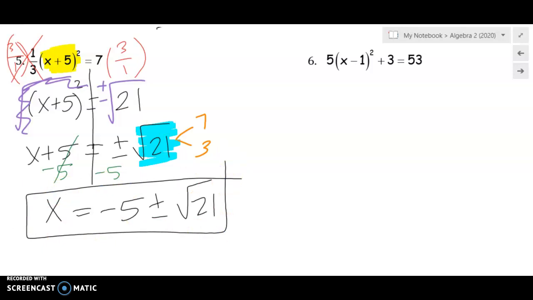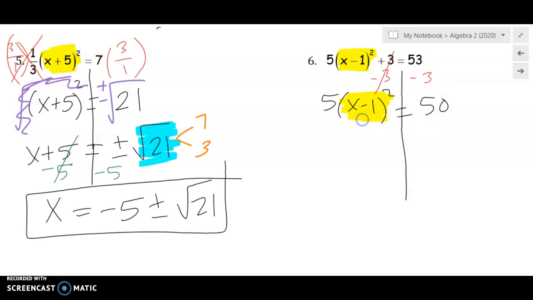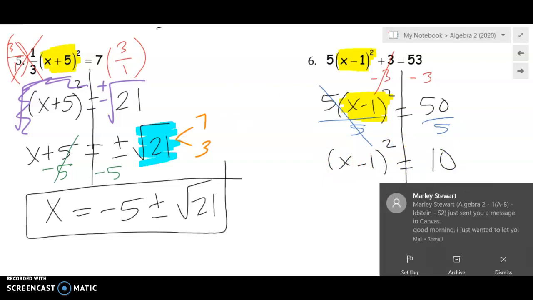All right, last one for this day. Let's go ahead and get this x minus 1 quantity, that part, by itself. So I'm going to go ahead and subtract 3 to the other side. So I have 5 times x minus 1 squared is now equal to 50. Okay, again, that x minus 1 factor right there is not by itself. So let's get rid of the 5 in the front by dividing by 5. So I have x minus 1 quantity squared is now equal to 10.